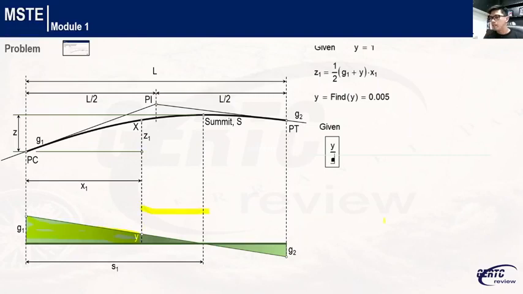Y is to this distance, no? That is S1 minus X1, no? Is to G1 is to S1. Okay? I hope that is clear, no? So Y is to S1 minus X1 is equivalent to G1 is to S1. Okay? So we have the value of Y, we have the value of G1, and meron din tayong X sub 1. So pwede na natin masolve yung S1 natin.